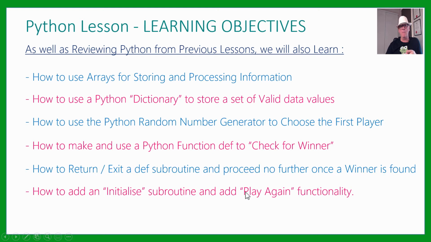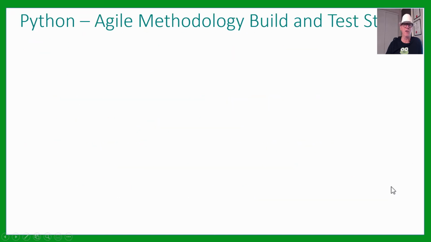We're going to then have a play again functionality, okay, so that you can have an initialized subroutine that resets everything, draws up the original playing board all blank again, and you can play another game. So we're going to add that in. I don't think we've done that in previous lessons. We haven't had a game where we can have play again functionality.